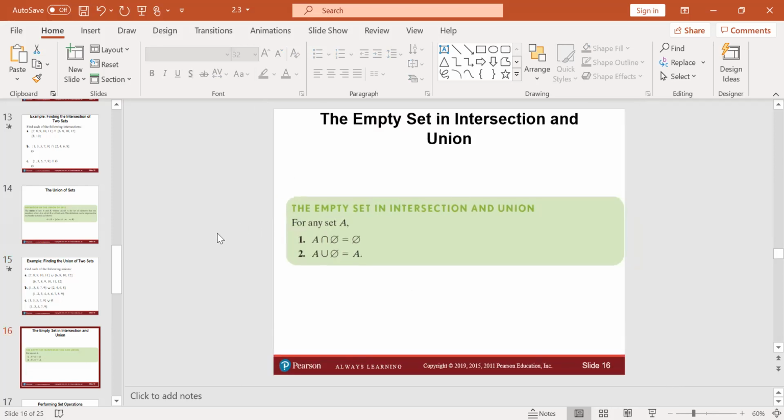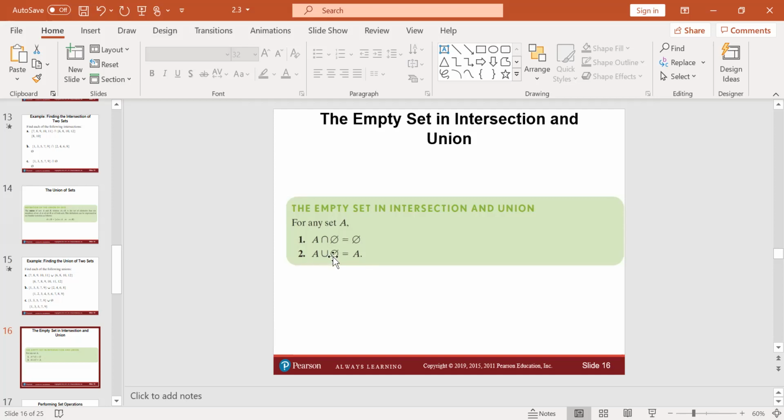So just a few interesting consequences. If you take any set A on the planet, doesn't matter what it is, and you intersect it with the empty set, what does it have in common with the empty set? Nothing. They don't have anything in common. And this isn't necessarily a rule you have to memorize. Logically speaking, this rule should be pretty self-apparent. You intersect with the empty set, well, the set A is going to have no elements in common with the empty set because the empty set ain't got nothing in it.